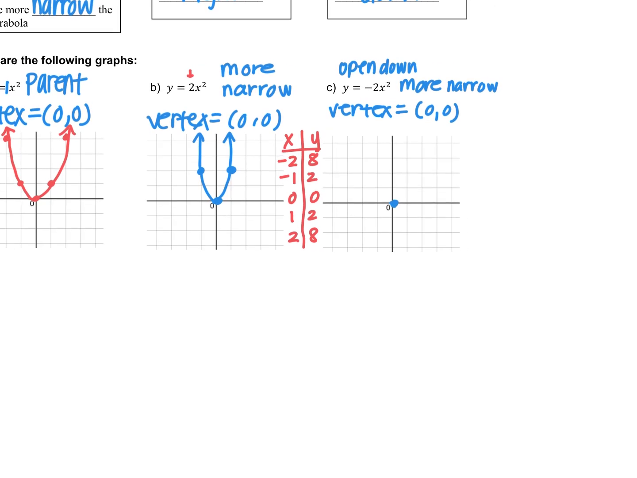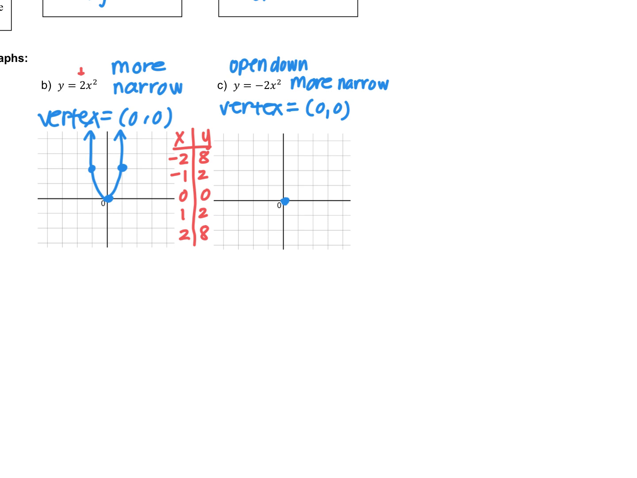Why did we not graph -2, 8? Is it just because it's too big? Yeah. So we won't get in trouble if it's not on the graph.